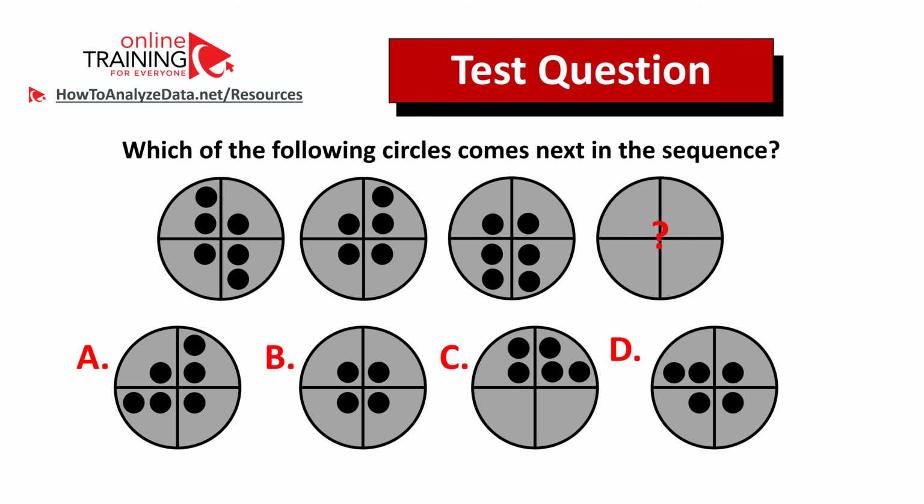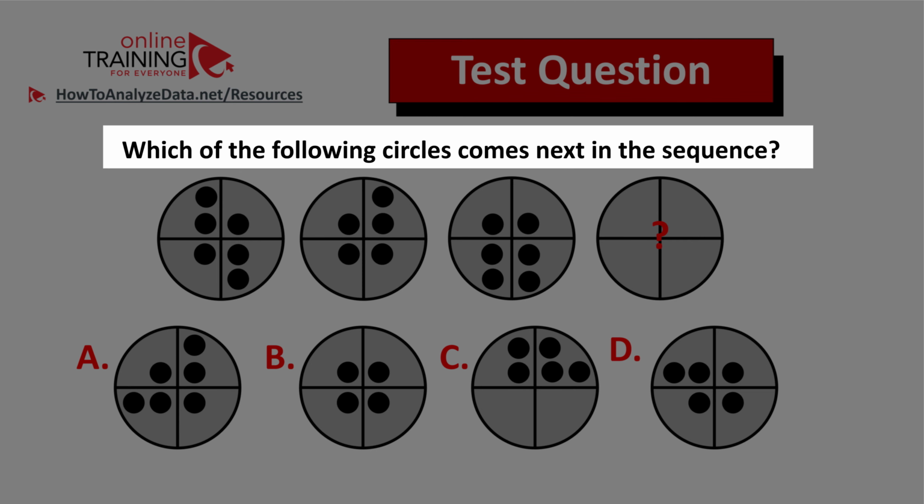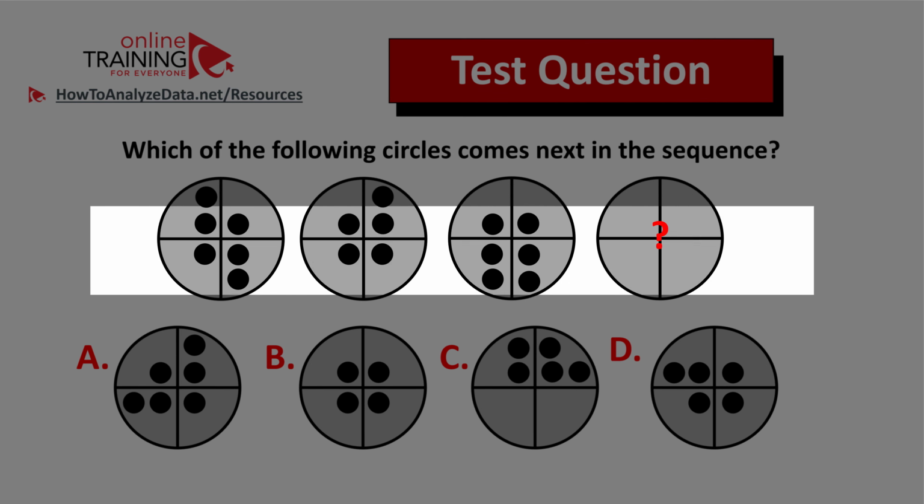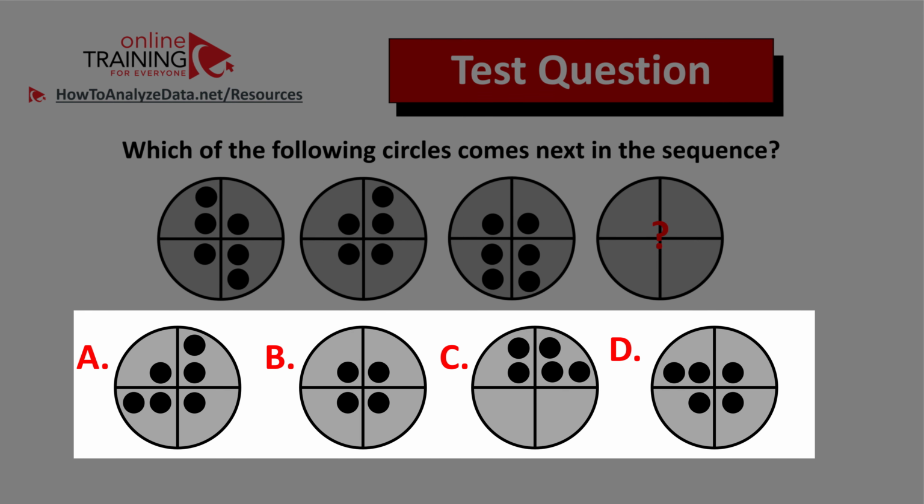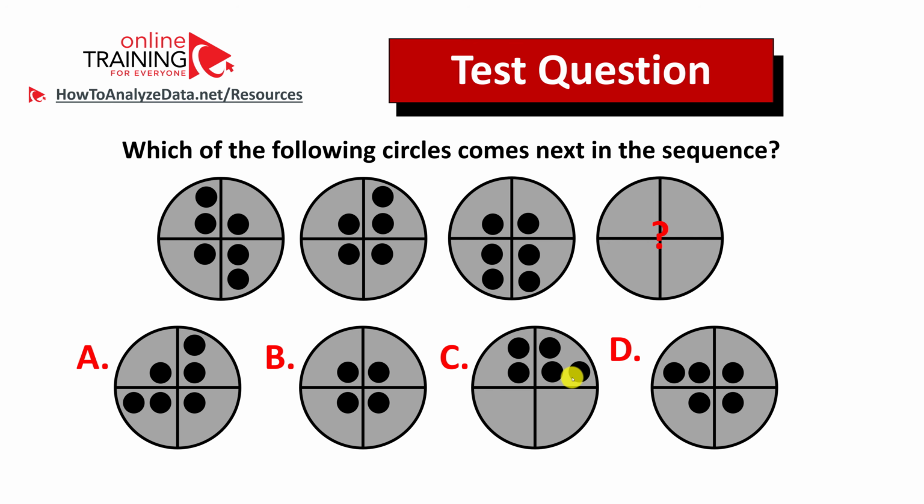Here's the tricky question you can try to solve on your own. Which of the following circles comes next in the sequence? And you have 4 different choices presented, A, B, C, and D. My advice for you here, always look for patterns. And I have a confidence that you can come up with the solution on your own.